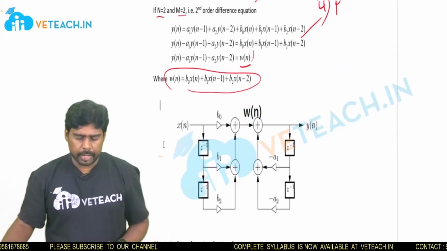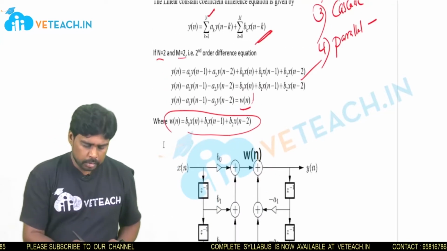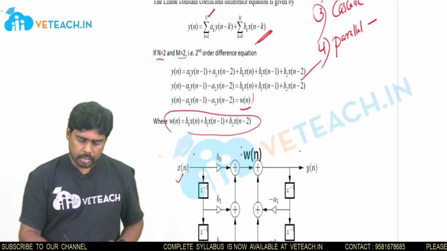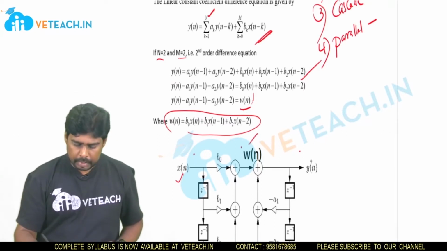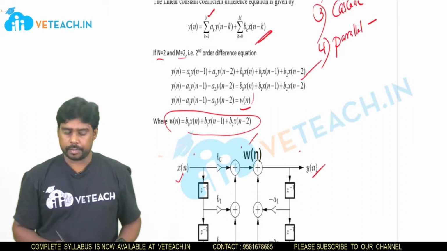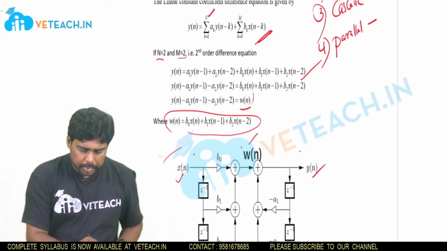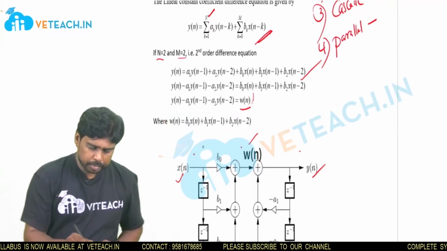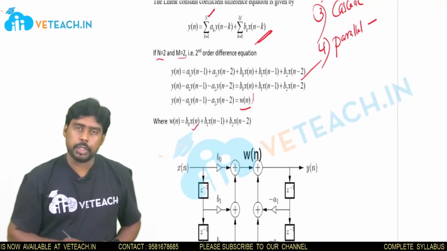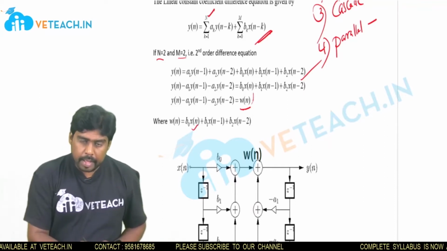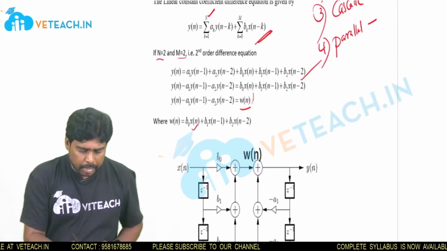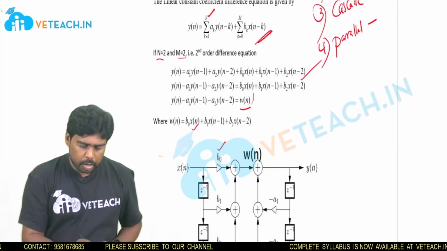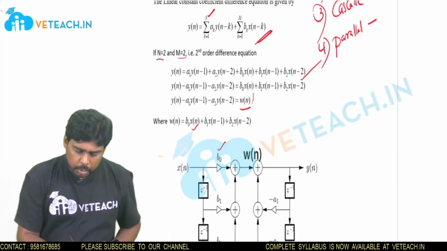Now for drawing this diagram, it is very simple, just 3 dots like this. The first dot is named x of n, the second dot is named w of n, and the third dot is the output y of n. First let me complete this part, x of n and y of n. You have an expression here, w of n equal to b naught into x of n. So this is x of n. I am multiplying this x of n with b naught. So after this b naught you will get b naught into x of n. I am giving that to the summing point.